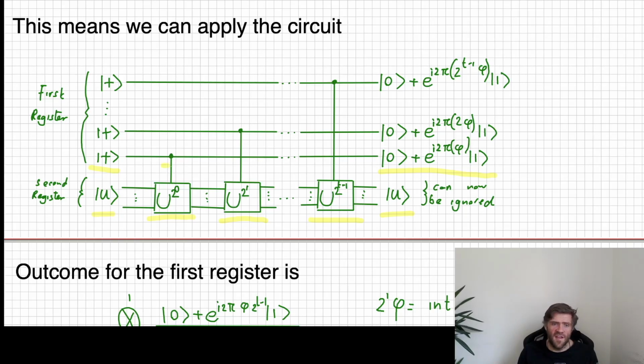So the phase getting kicked back here is the eigenvalue of doing U once, which is e to the i 2 pi times phi. In this case, the phase is doubled because we have the eigenvalue squared, and so on and so forth. So why is that important? Well, let's write down what we have as this total outcome for the first register.